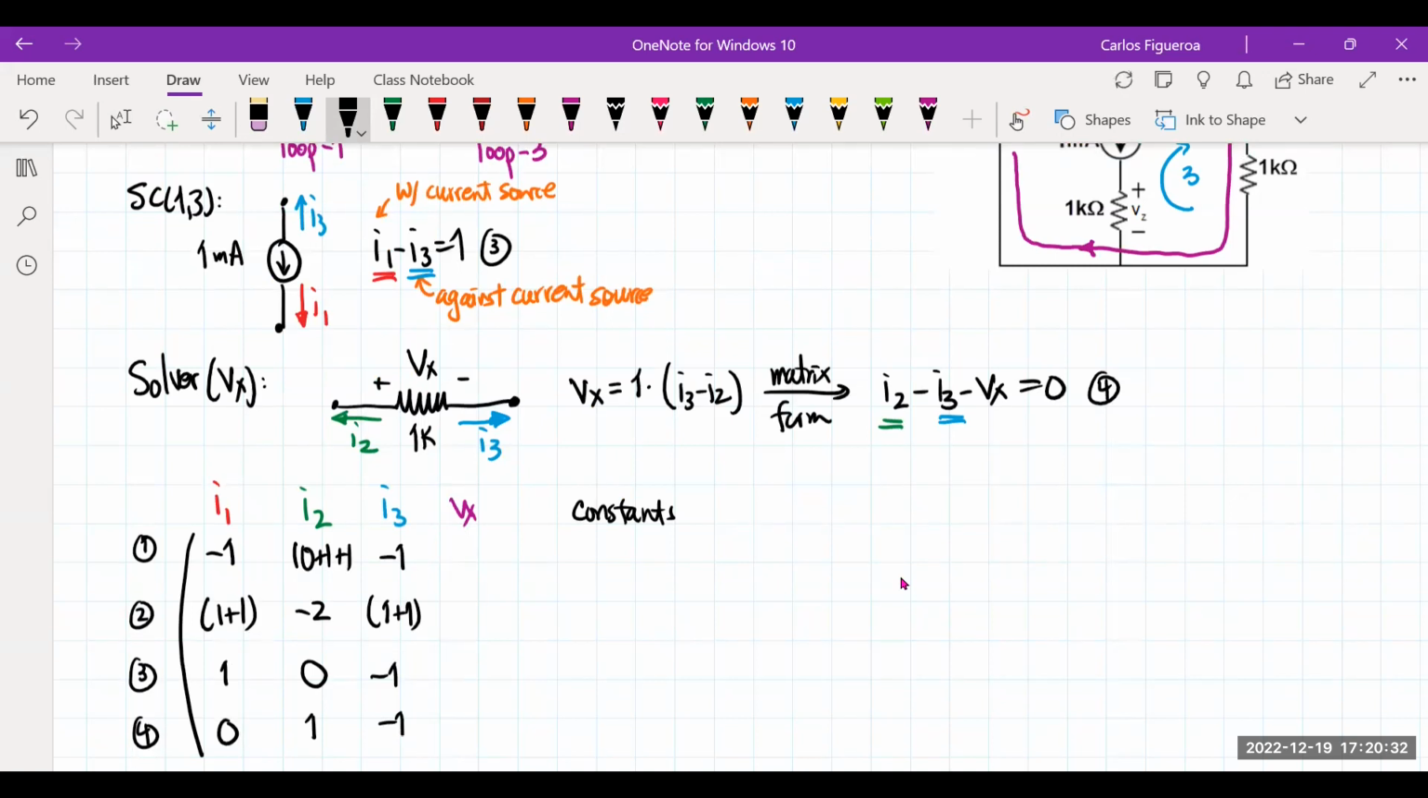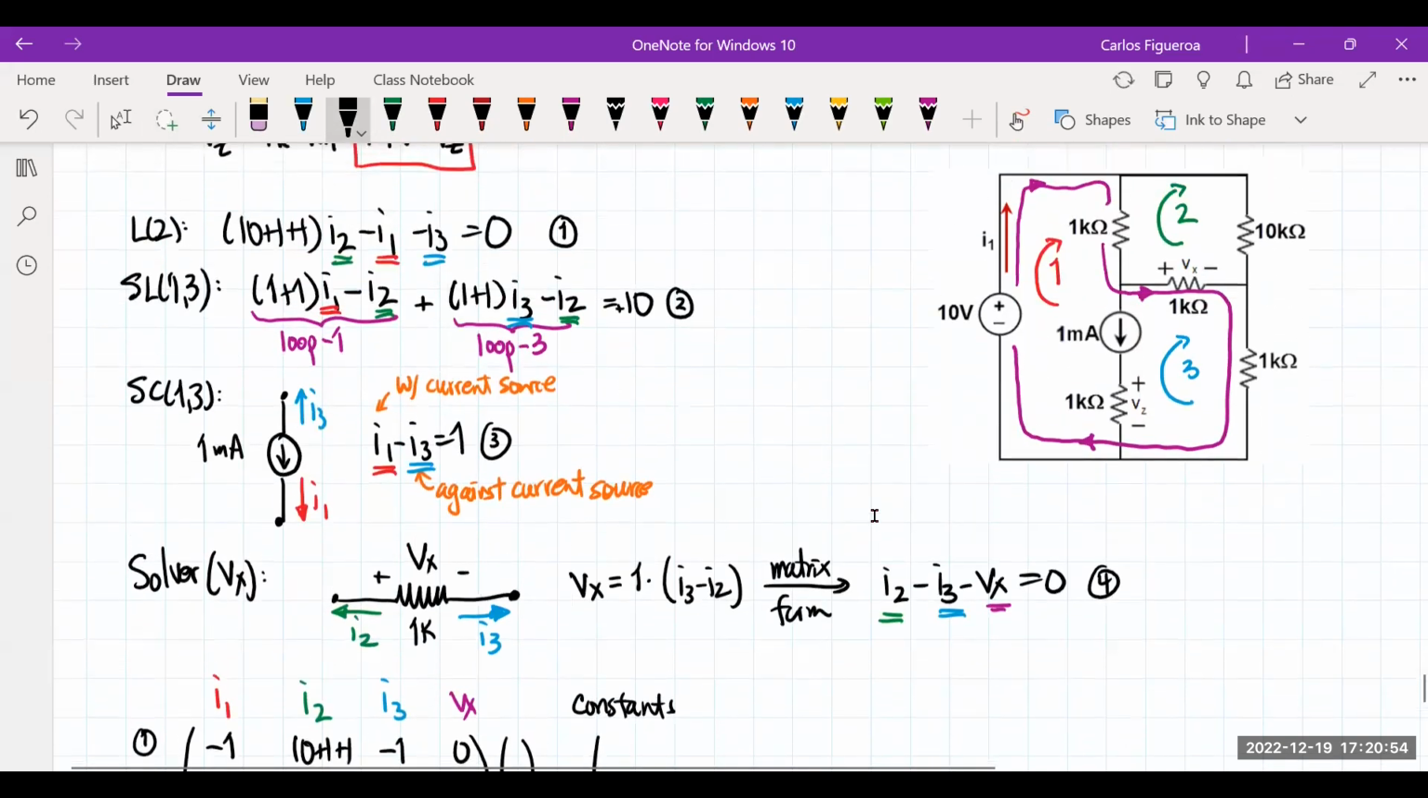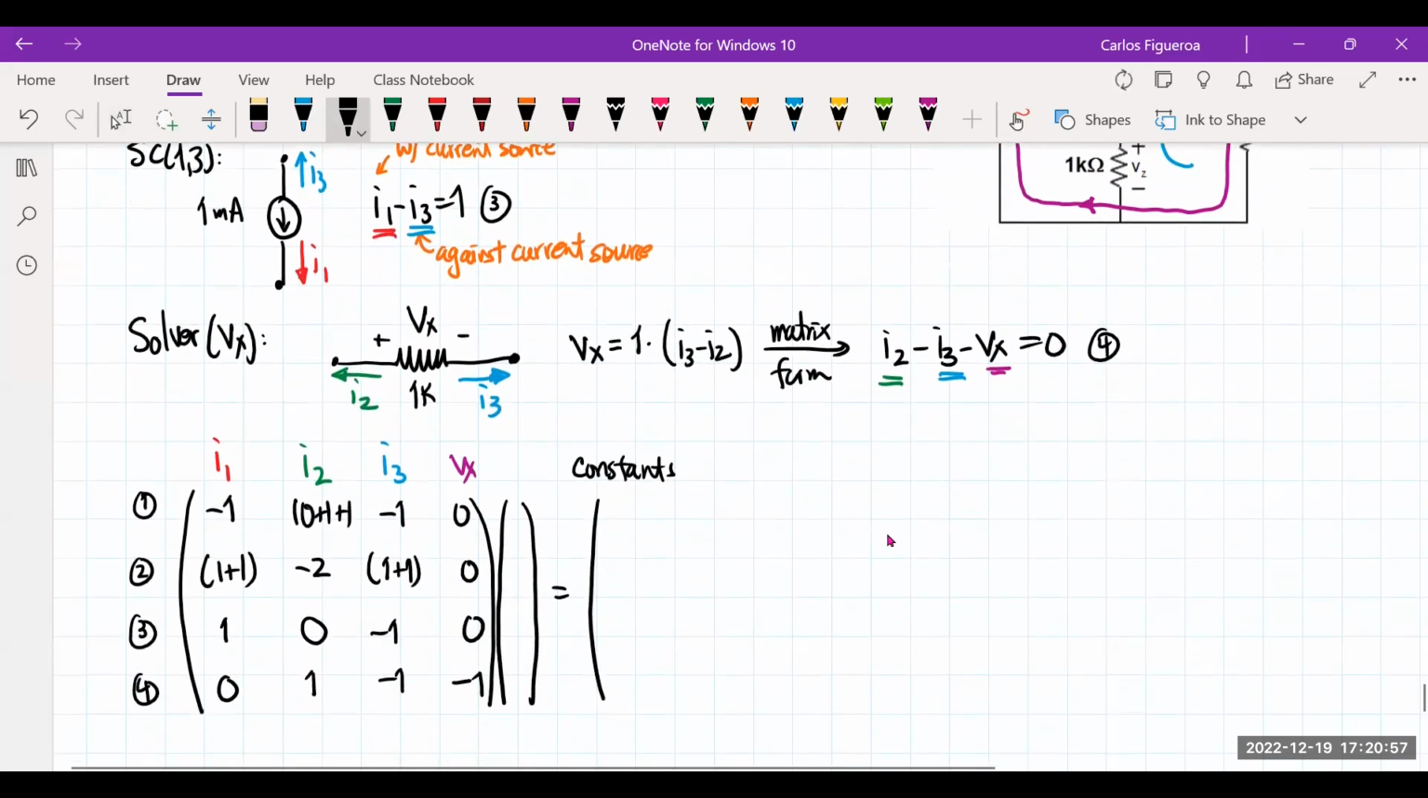Vx only occurs in the very last equation, and you can see that Vx is only occurring right here. So let's write this down. This is -1, and everything else is 0. If I look at my constants, they are 0 and 10, and then I have 1, and finally I have 0. So now I have it in matrix form.